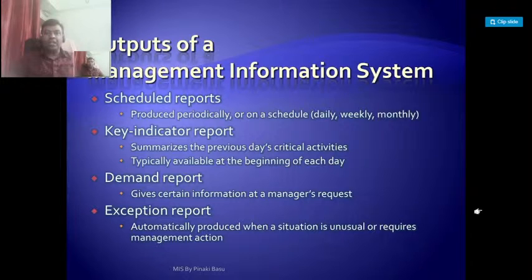Key indicator report: it summarizes the previous day's critical activities. Suppose we have decided this month it's not only about the business, but you also want to look at, say, visibility. Visibility means whenever you enter any store or any business point of sale, you ultimately want to promote your product there. Suppose you are in the car business. You enter a particular car showroom, and ultimately you want to promote a particular car.